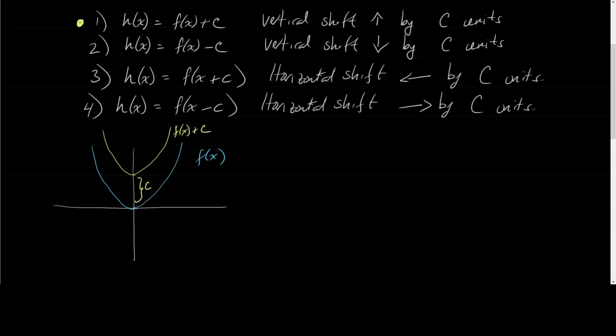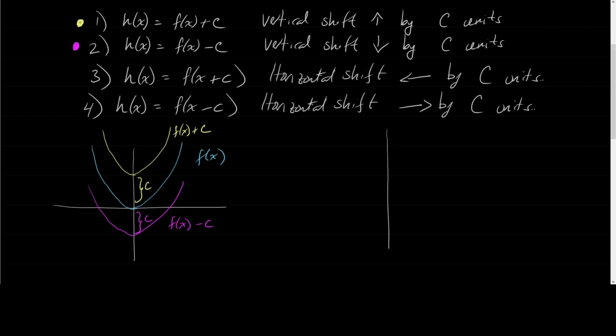This second scenario, which I'll do in pink or purple, one of those, we'll draw it this way. f of x minus c moves vertically downwards by c units. So this is f of x minus c, and that distance there is also c units. So that's the first two scenarios.